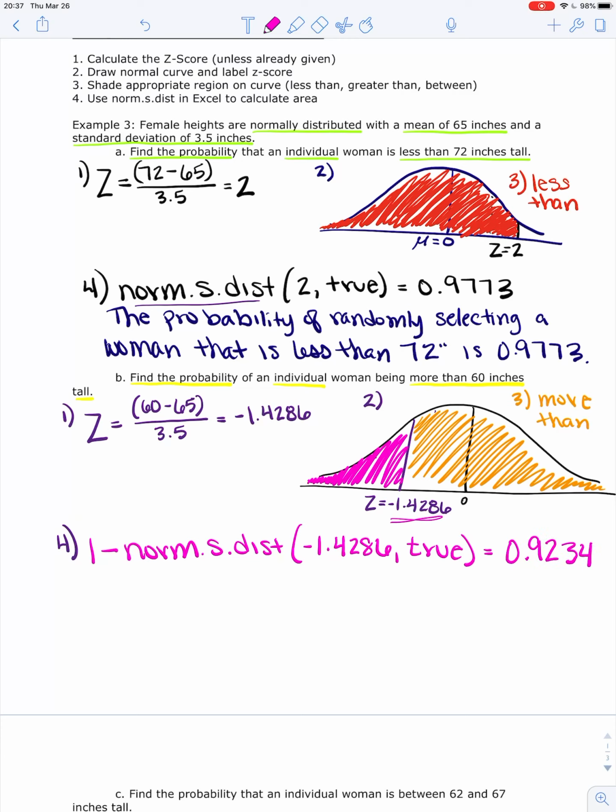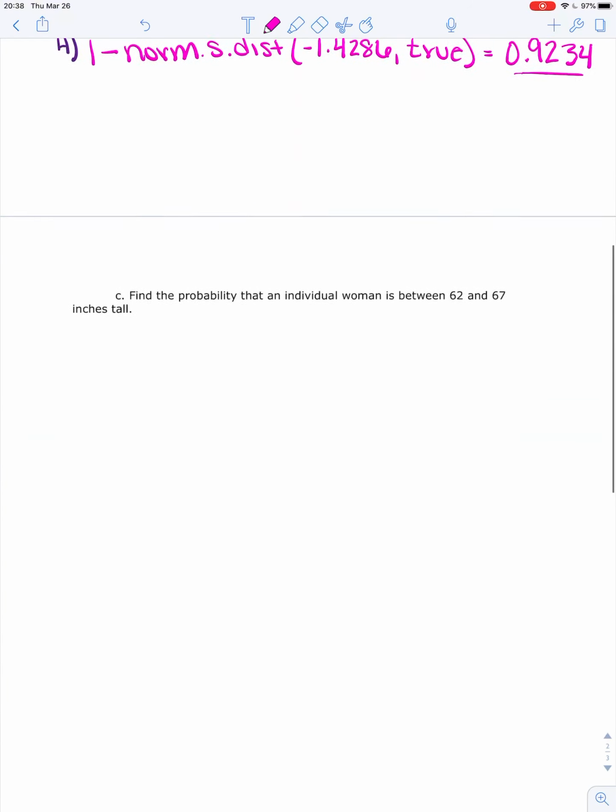All right, so coming back to the notes, we did this and we got 0.9234, which means the probability that we randomly select a woman and she is more than 60 inches tall is 0.9234. Again, we've got a pretty good chance of picking a woman that is more than 60 inches tall, because 60 inches is 5 feet, and most women are going to be more than 5 feet tall. So there's an example of how to calculate a more than probability. We've got one more example in here.